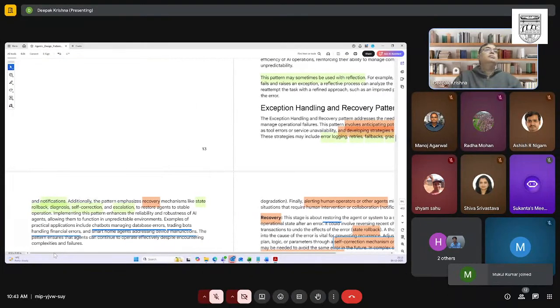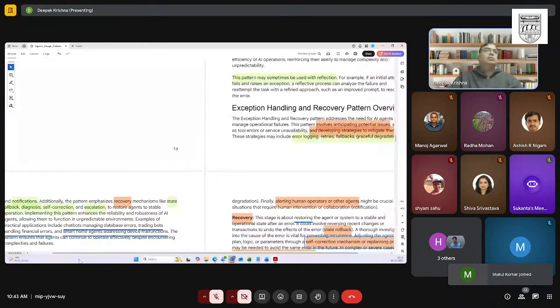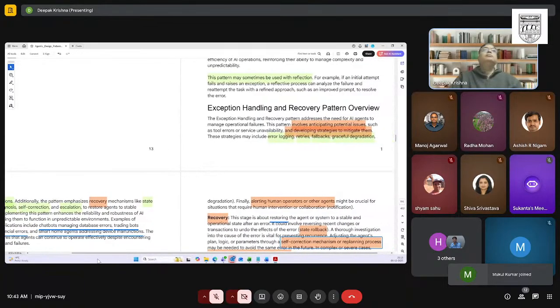So overall, its goal, now this pattern, right? Its goal involves anticipating potential issues and developing strategies to mitigate them. Okay, what are the strategies? Now an exception has happened, right? What are the different strategies that you can use now?